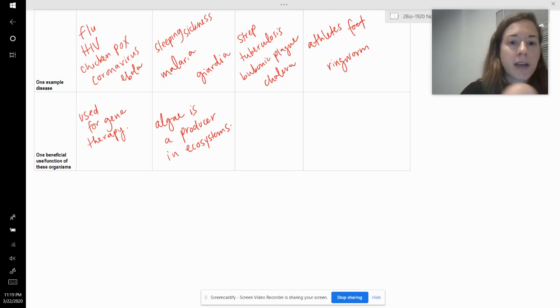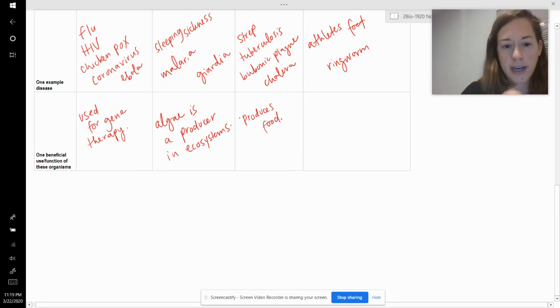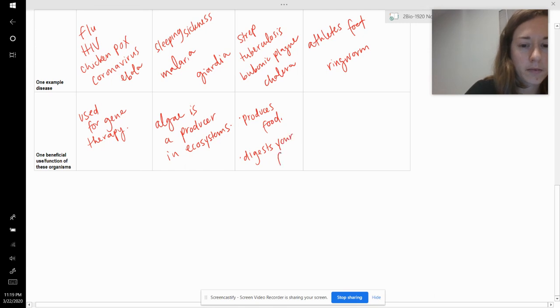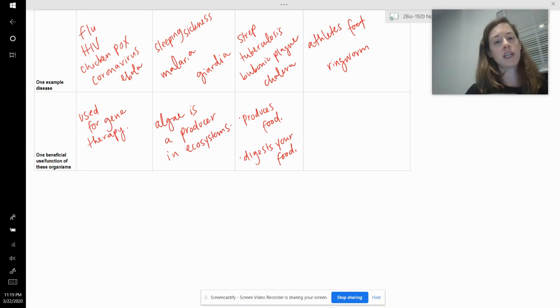Bacteria is beneficial because it can be used to, I'll say, produce food. And one example is yogurt that's produced by bacteria. Also, it helps digest your food. I think we talked about this in class, but actually like 2 pounds of your body weight is bacteria, because you have so much bacteria that lives in your gut that helps you actually break down your food.